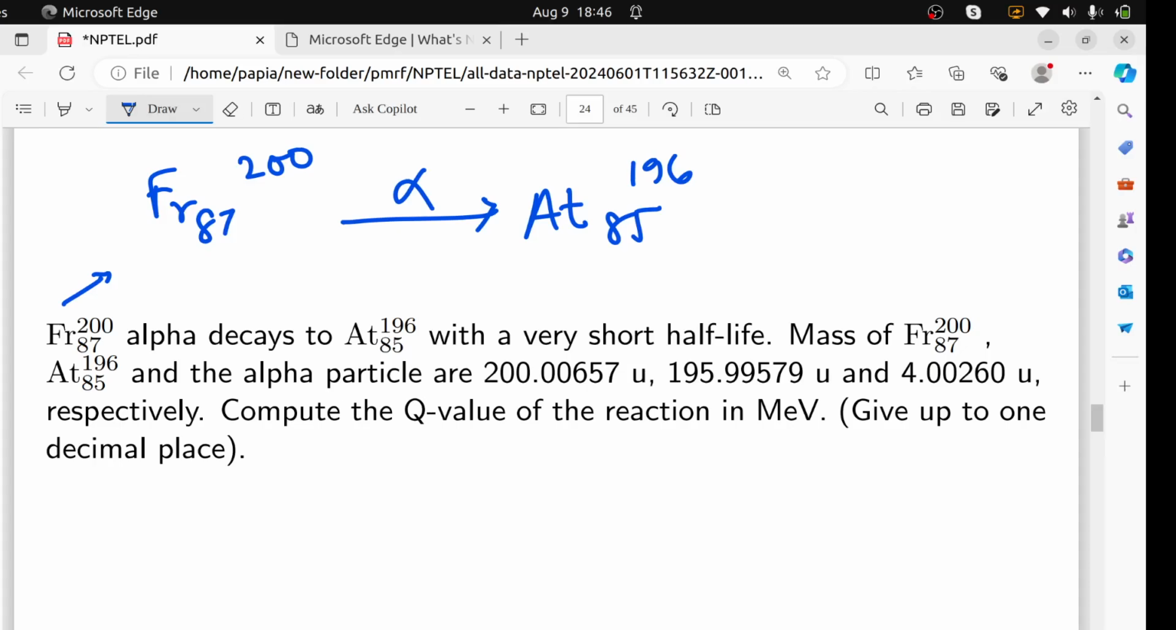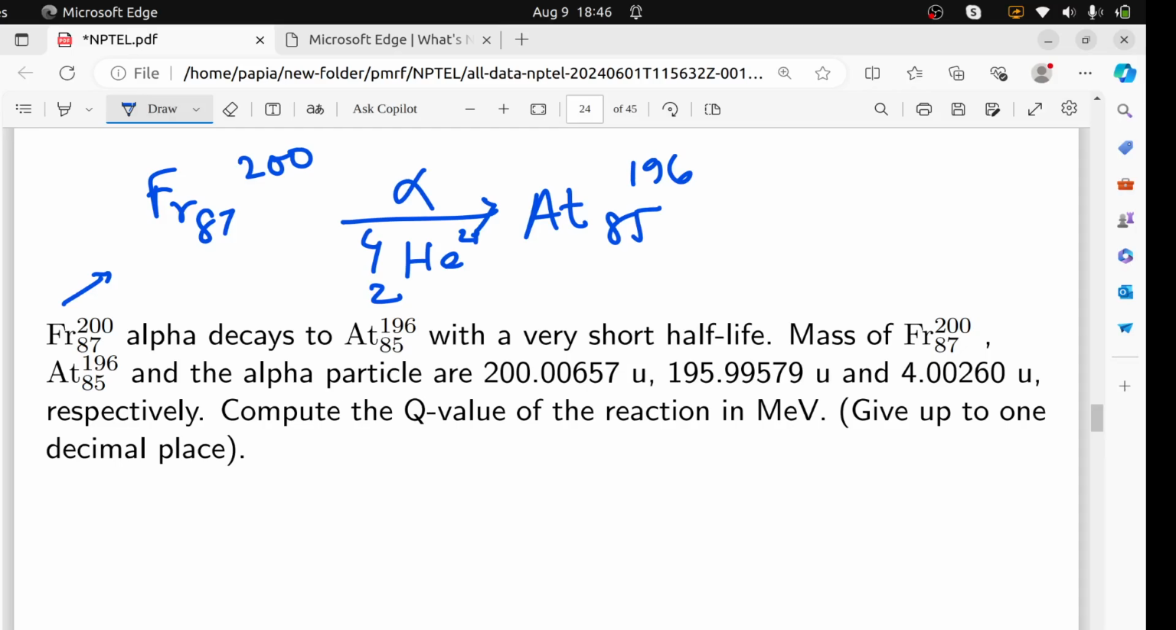You can see why it is 85,196 after alpha decay, because as I already told you, the alpha is nothing but 2 4, 2 plus, that means the nucleus of helium. So 87 minus 2 is 85, and 200 minus 4 is 196. So francium 87,200 alpha decays to astatine 85,196 with a very short lifetime. The masses of francium 87,200, astatine 85,196, and the alpha particle are given respectively. Compute the Q value of the reaction in MeV.